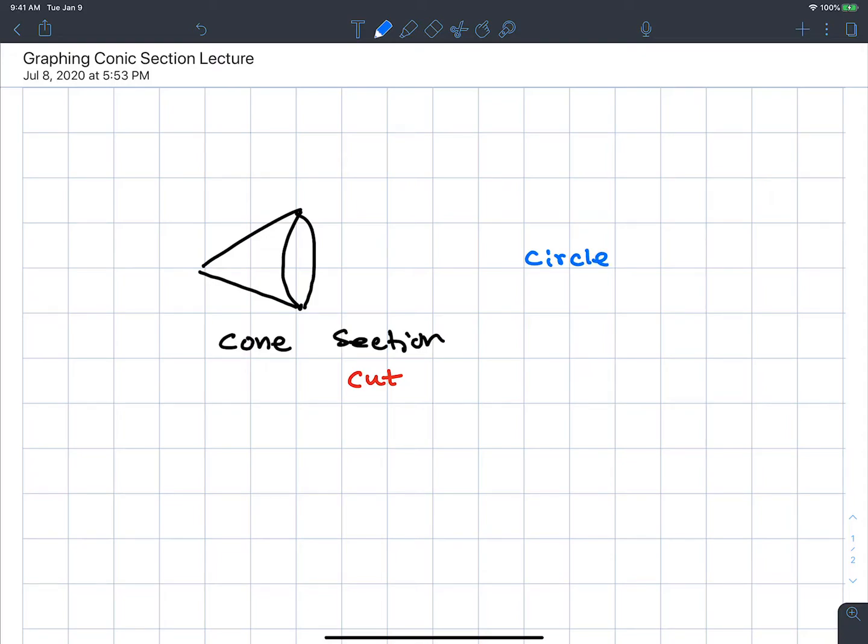A circle, an ellipse, hyperbola, and a parabola. So what we already worked on, though, is graphing parabolas.